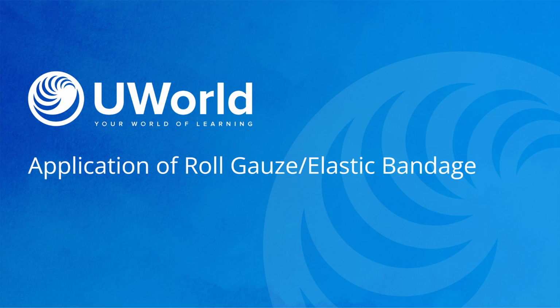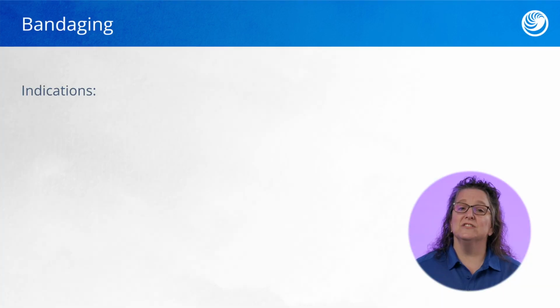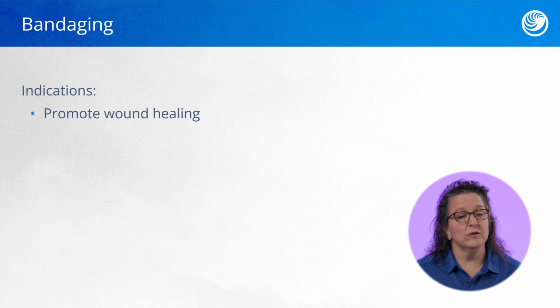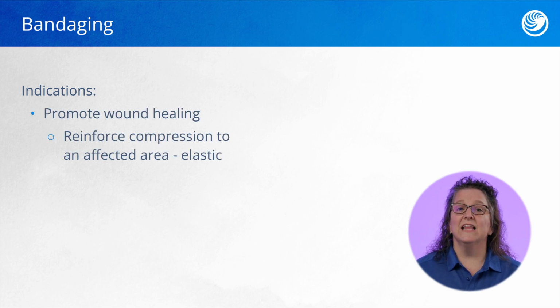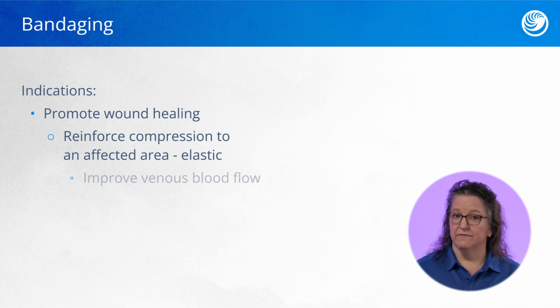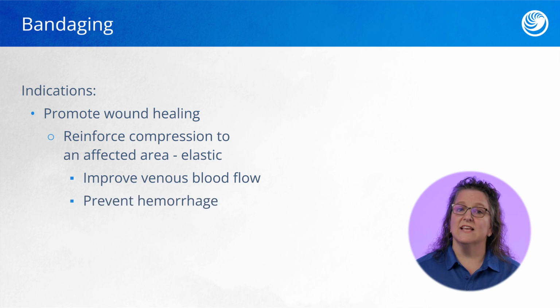This topic is application of roll gauze elastic bandage. Indications for bandaging include promoting wound healing. An elastic bandage can reinforce compression on an affected area. That increases venous return, decreases edema, and also prevents hemorrhage.